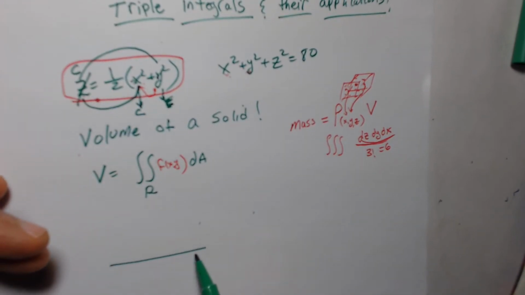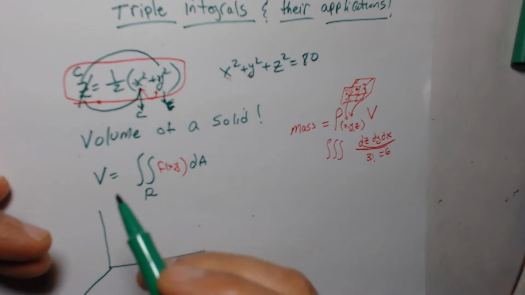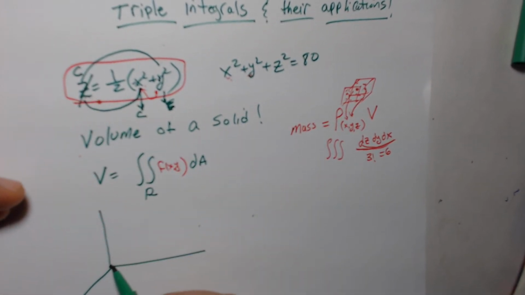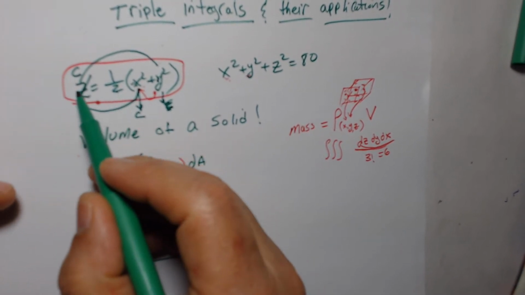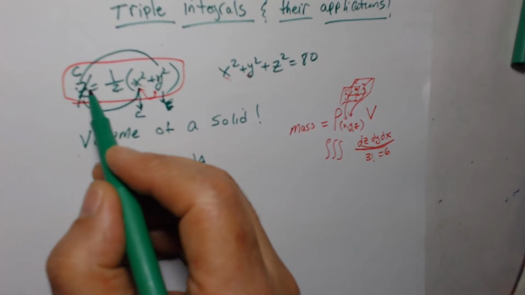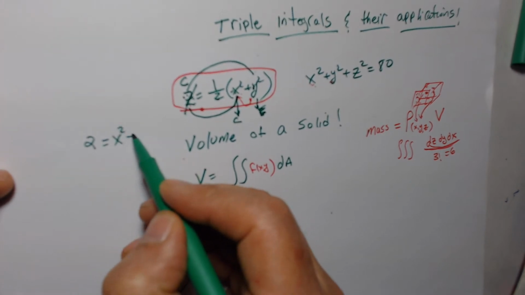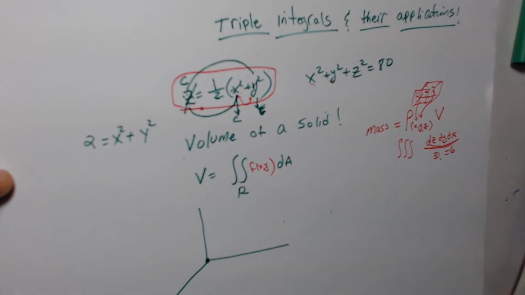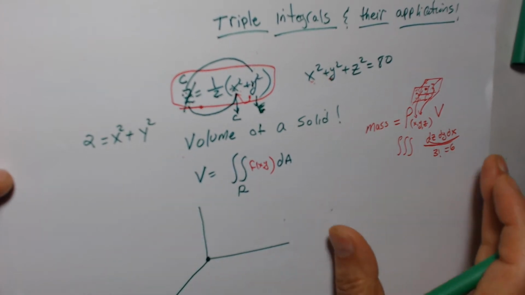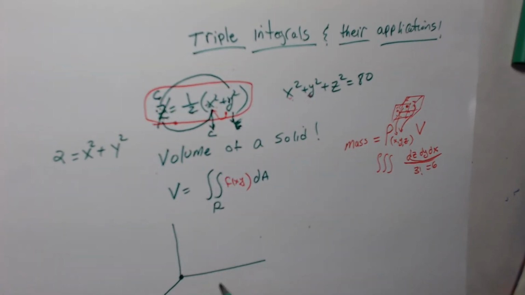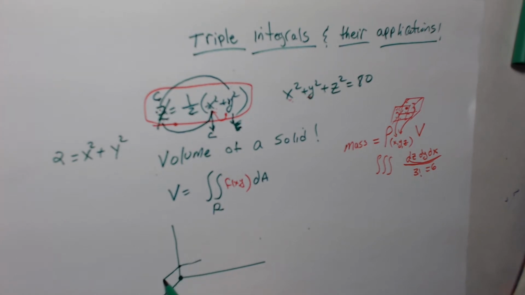Therefore, if I want to graph that, if z becomes 0, you have a point. But if z becomes 1, then 2 times 1 is 2, and you're going to have a circle with a radius of square root of 2 at z equal to 1. Therefore, at z equal to 1, you have a circle with a radius of square root of 2.